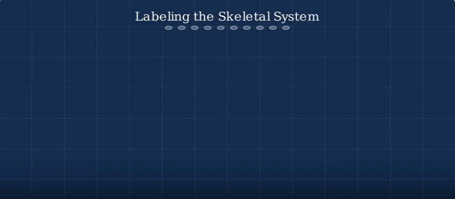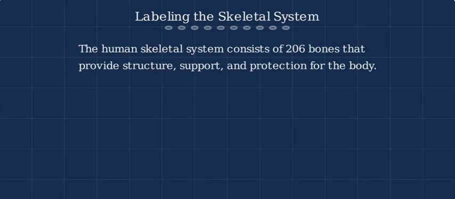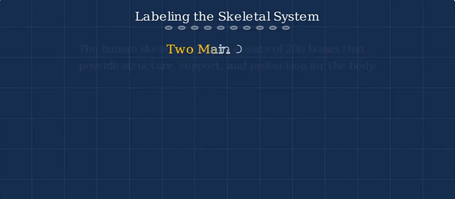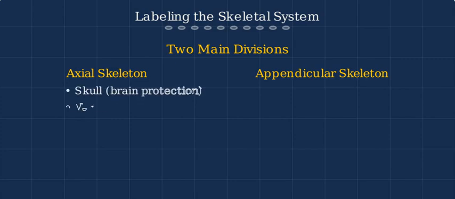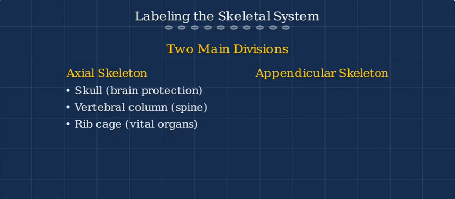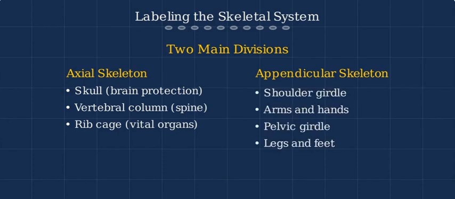Skeletal system consists of 206 bones that provide structure, support, and protection for the body. The skeletal system is divided into two main parts, the axial skeleton and the appendicular skeleton. The axial skeleton includes the skull, which protects the brain, the vertebral column or spine, and the rib cage, which protects vital organs. The appendicular skeleton consists of the shoulder girdle, arms, hands, pelvic girdle, legs, and feet.